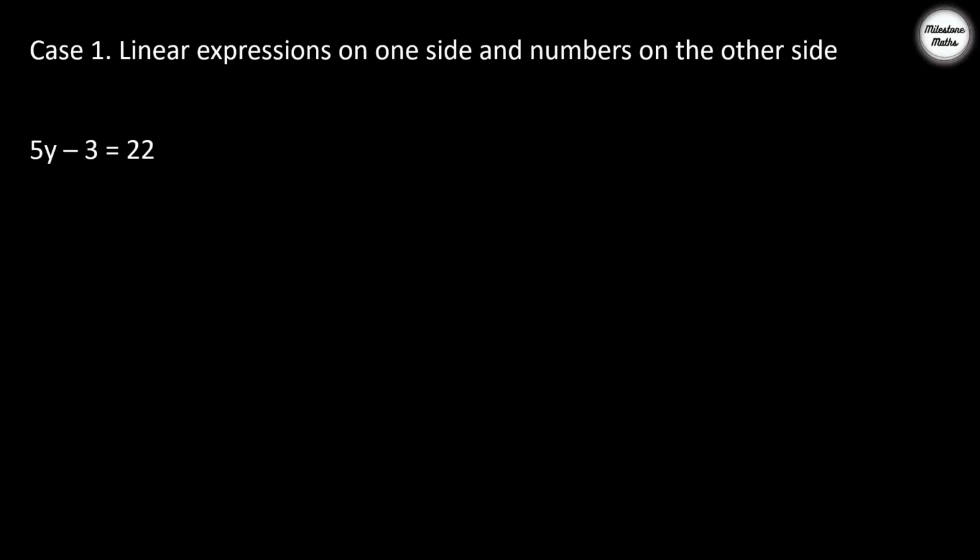The first case is when the linear expression is on one side and a number or constant is on the other side. Here the linear expression is given on the left hand side and on the right hand side we have a number. We will solve it first with the elimination method. That means we have to find the value of y. First of all, we need only y on our left hand side, so we have to get rid of this 3 and 5.